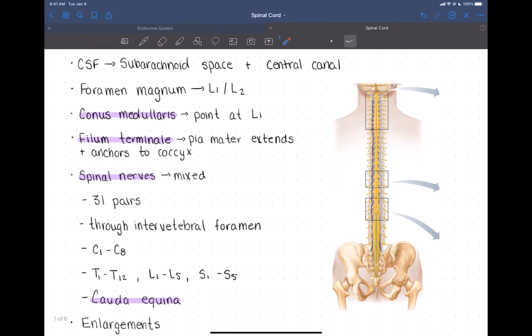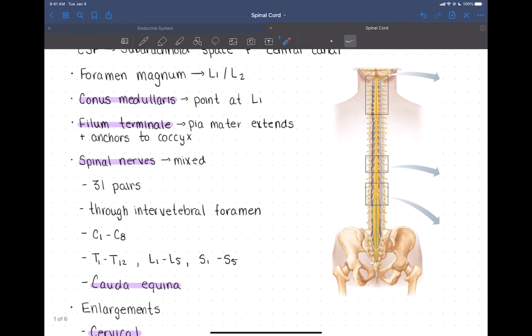So again, the spinal cord extends from the foramen magnum in the skull down to about lumbar vertebrae number 1 or 2. You can see that right about here on this picture is where that spinal cord ends. It actually doesn't go all the way down to the sacrum. It ends at about lumbar vertebrae number 1. The point where that spinal cord ends, right about here, is called the conus medullaris. So that is the point of the spinal cord at L1 where it ends.